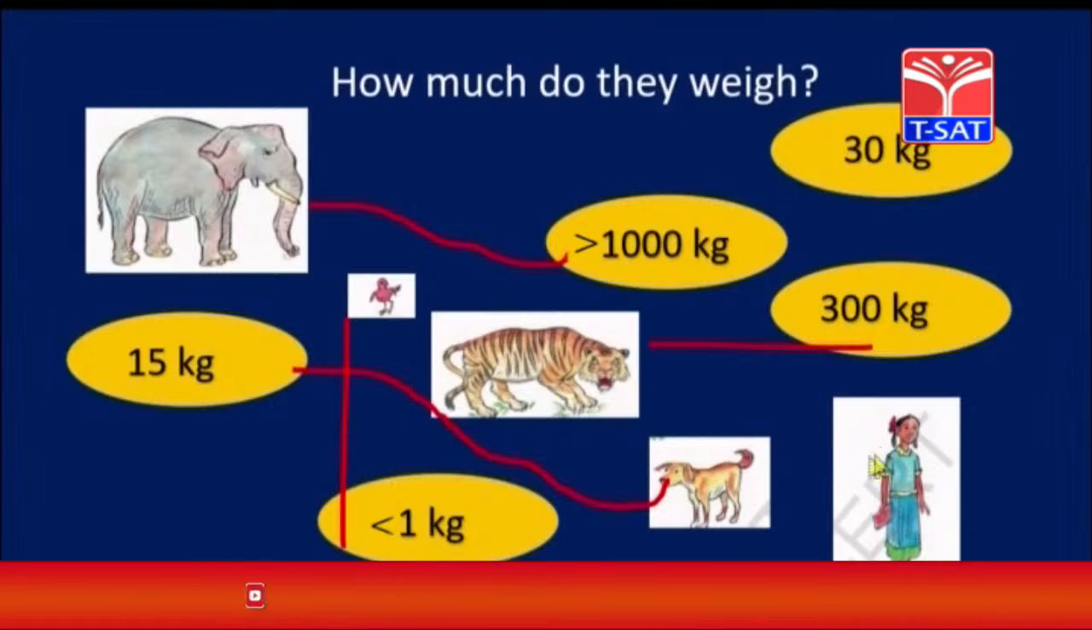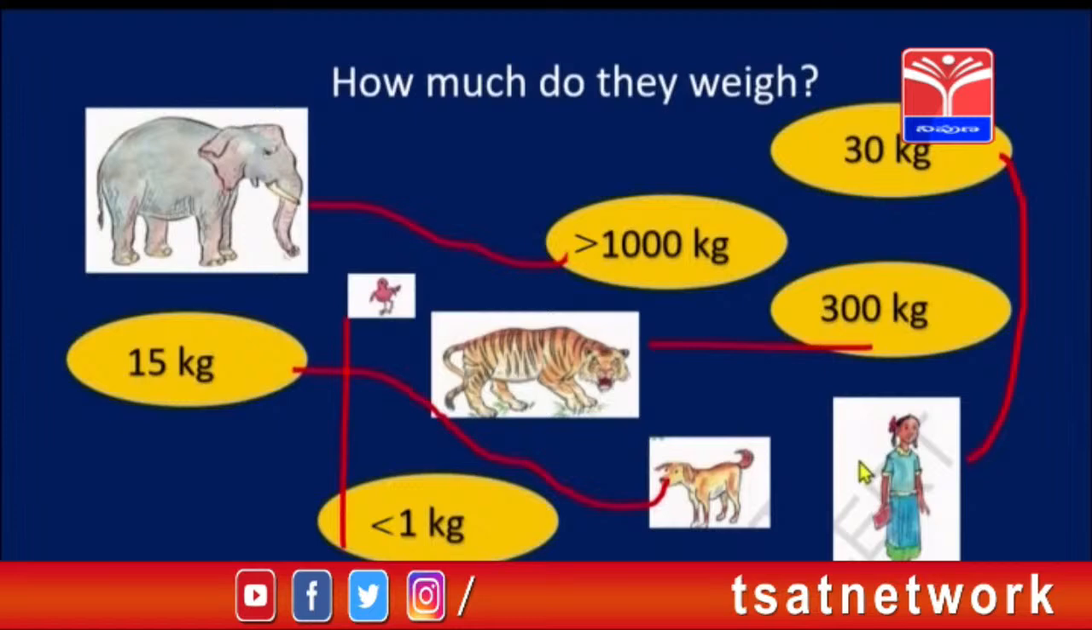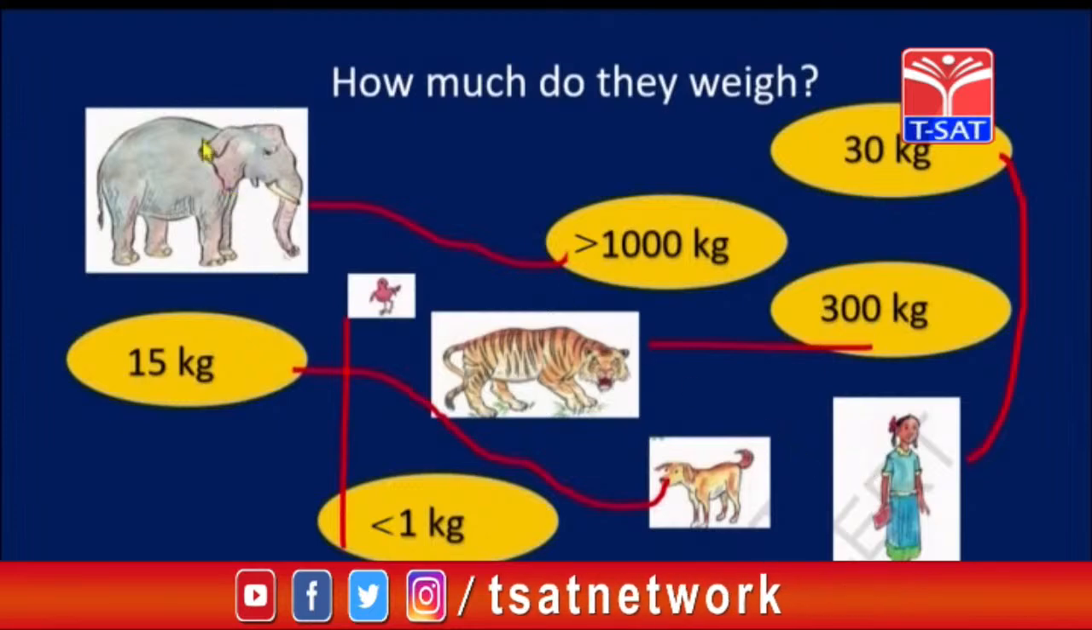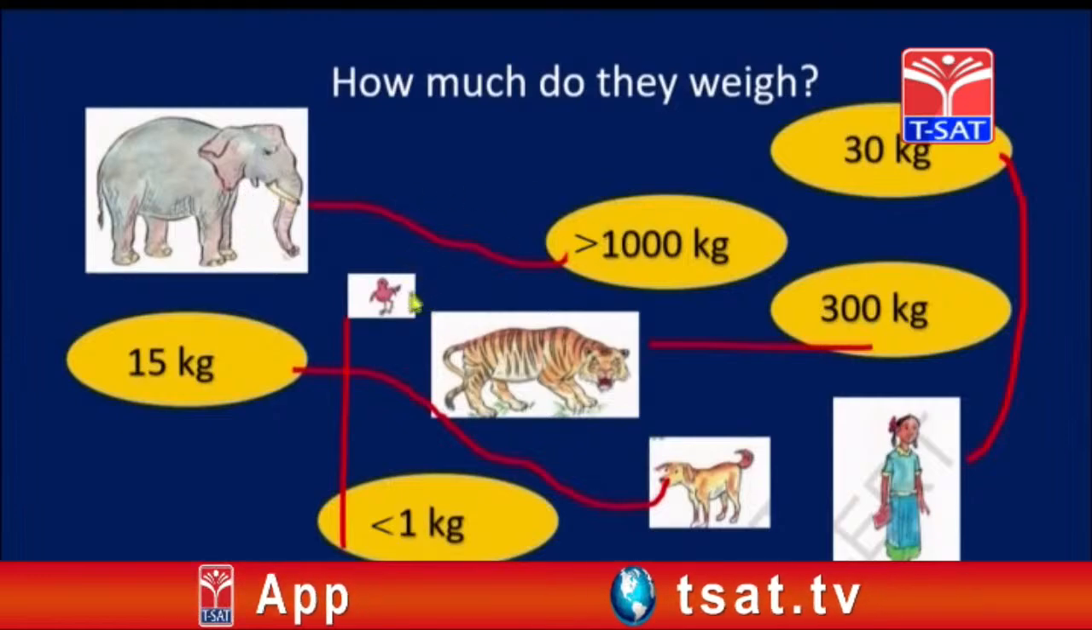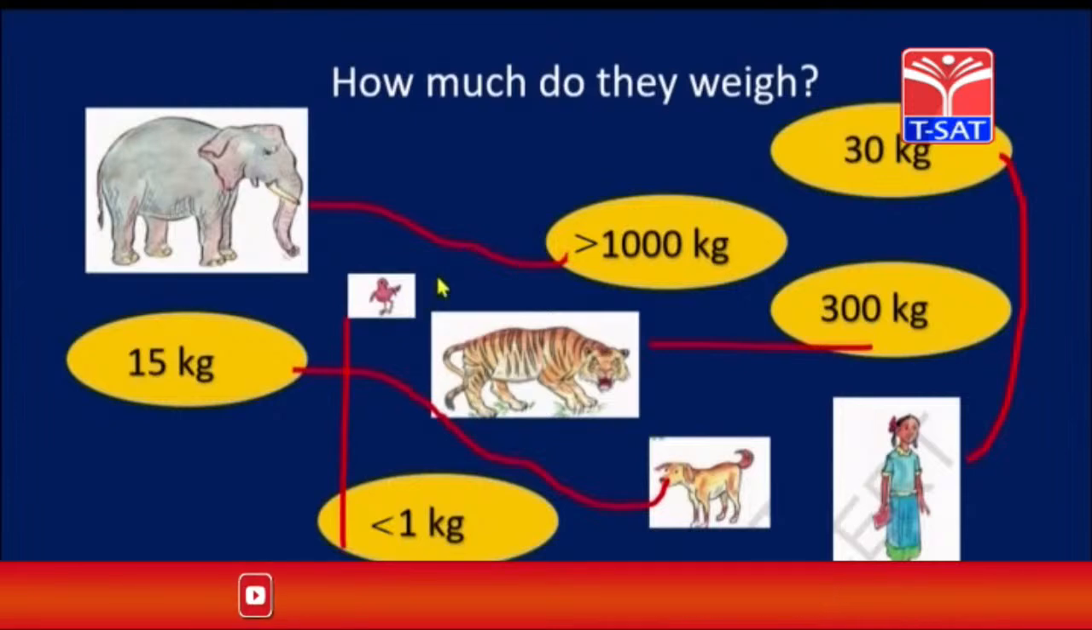And this girl is of 4th class, may weigh around 30 kgs. Children, which is the heaviest of all these? Yes, elephant with more than 1000 kgs. The lightest is the bird with less than 1 kilogram of weight.